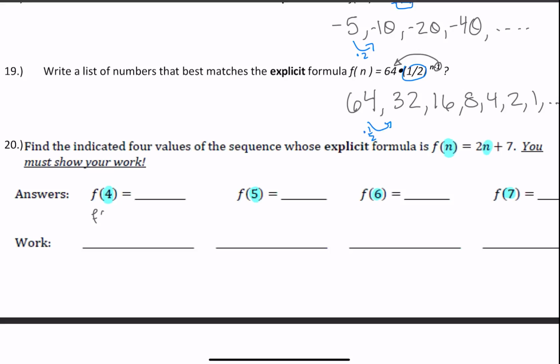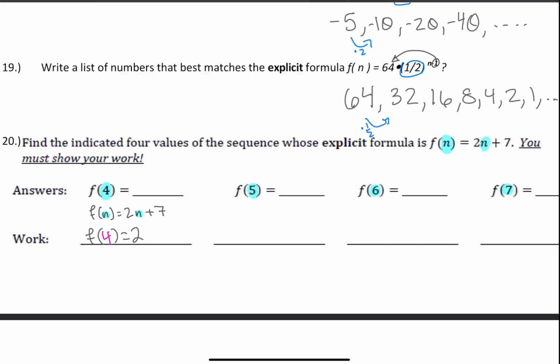If we have f of n equals 2n plus 7, and again we are replacing these n's with the number 4, so we're going to have f of 4 equals 2 times 4, because again, we're replacing that n with the 4, plus 7. 2 times 4 is 8. 8 plus 7 is 15. Final answer is 15.